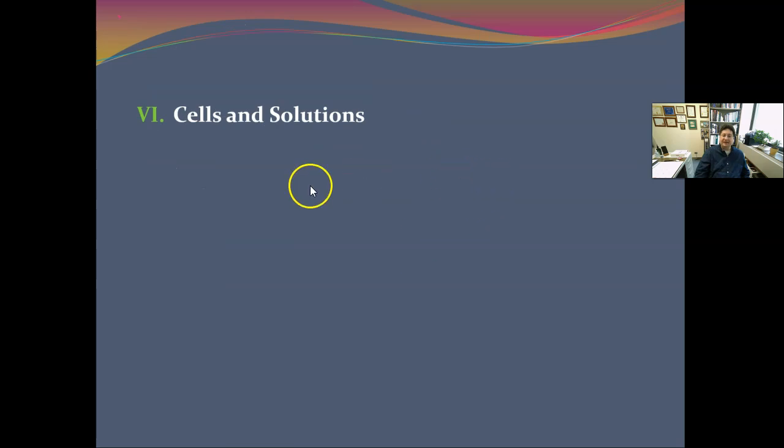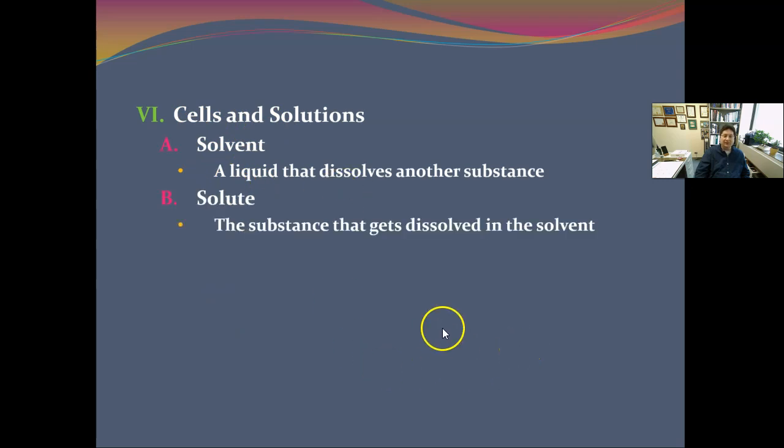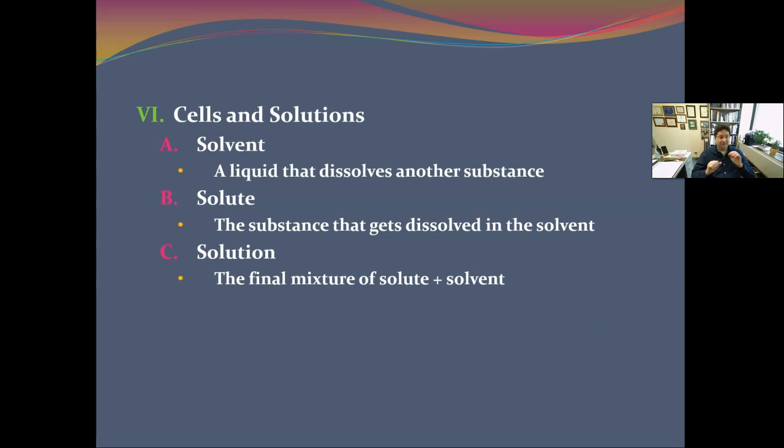And then lastly, everyone, by way of a little bit of finishing final chemistry here, cells and solutions. A solvent is a liquid that dissolves another substance, whereas the solute is the substance that gets dissolved. So if I take a teaspoon of sugar and mix it in a glass of water, water's the solvent and the sugar's the solute. The final product is the solution, the solute plus the solvent.